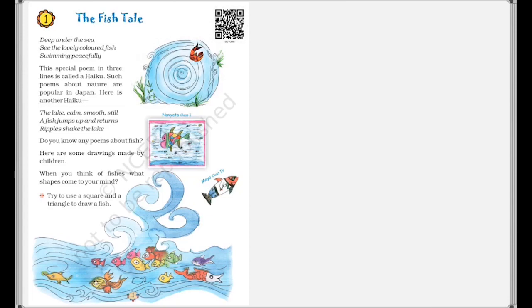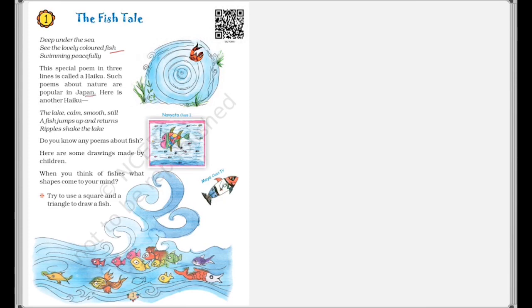So here the chapter starts. Deep under the sea, see the lovely colored fish swimming peacefully. This special poem of three lines is called a haiku. Such poems about nature are very popular in Japan.